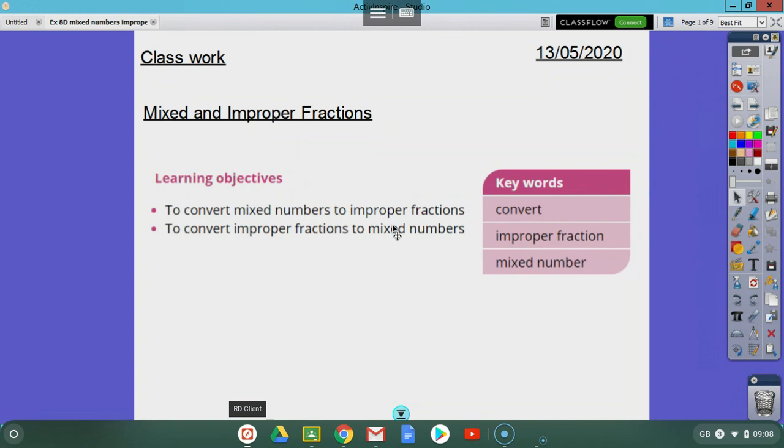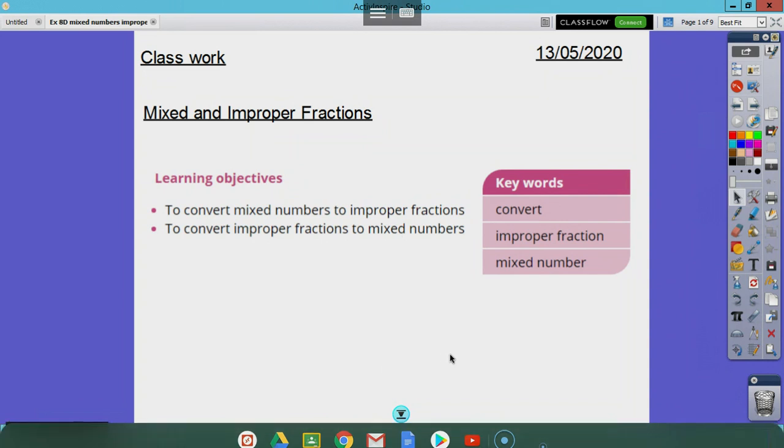So today we're going to be looking at mixed and improper fractions and turning from one to the other. Can I ask you to start off, can you please write your date, title and both the learning objectives, because we're going to do both of them today. We're going to go from mixed numbers to improper fractions and the other way around as well. So get all that information down, pause the video whenever you need to make sure you've got everything, and then we'll get going.